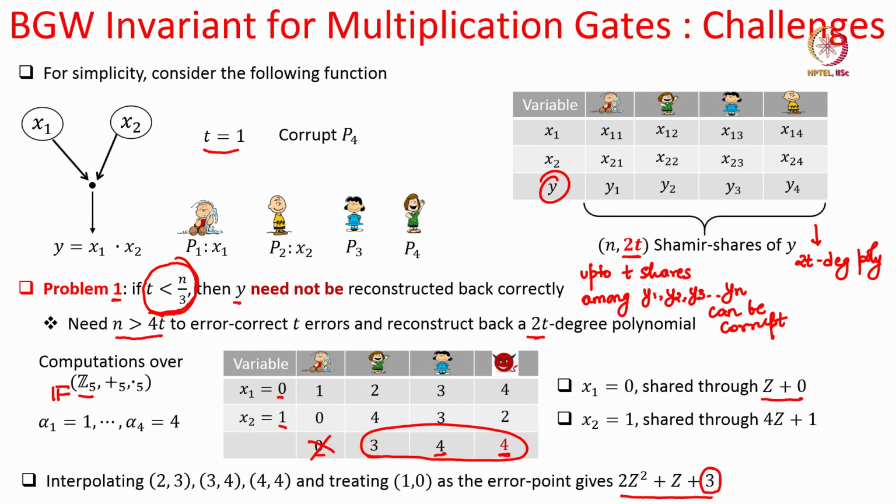Namely, if we let the parties simply multiply their respective shares of the multiplication gate inputs, then that will cause a problem, because the number of shares that we now require to reconstruct a function output after error correcting t errors is less, because the degree of the sharing for the gate output is no longer t, it is now a 2t degree polynomial. So, that is the first problem associated here.